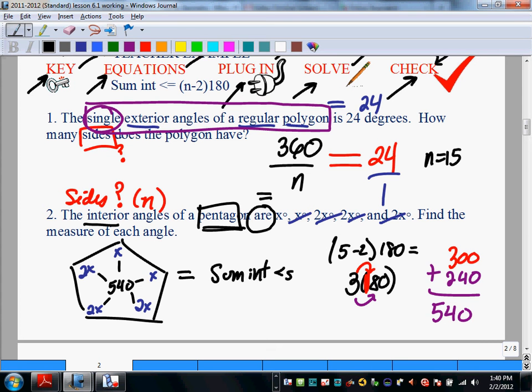Go. Solve for X and solve for the angles. X equals 540? No, it's not X equals 540. They all add up to 540. That's the sum. So you're solving for X.